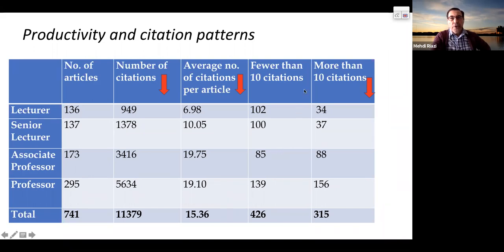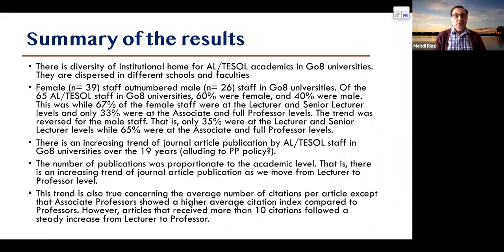And then two tables, fewer than 10 citations and more than 10 citations. Again, I think this column is more revealing because it shows that citations are increasing for papers with 10 citations or more as we move from lecturer to full professor. Okay. Summary of the results up to this point.